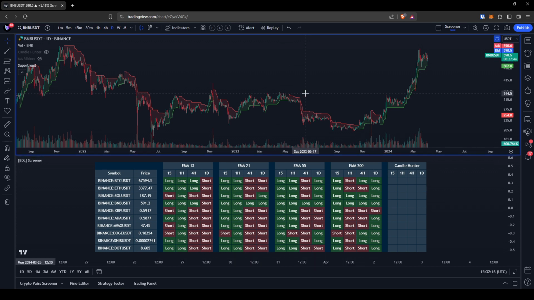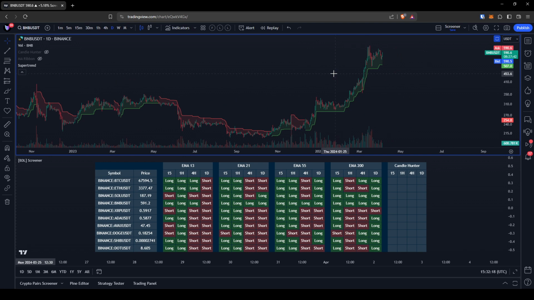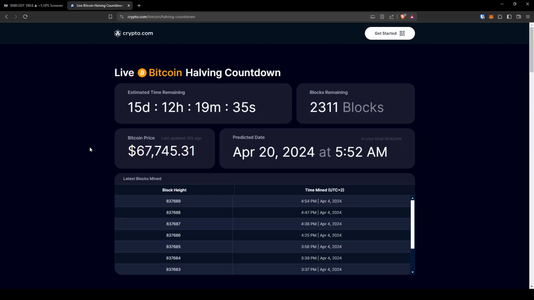How many weeks till the halving? 15 days or so? I don't know, but we can have a look if you want. So here we are, 15 days, 2,311 blocks. So close, so close. April 20.